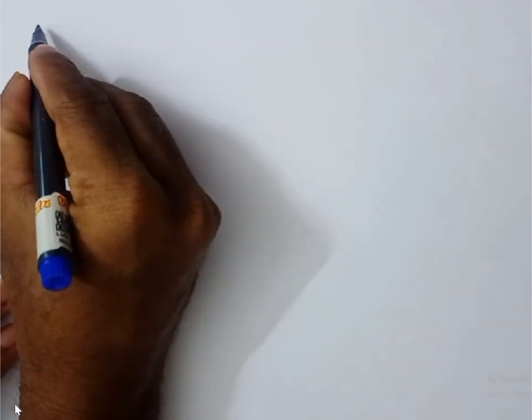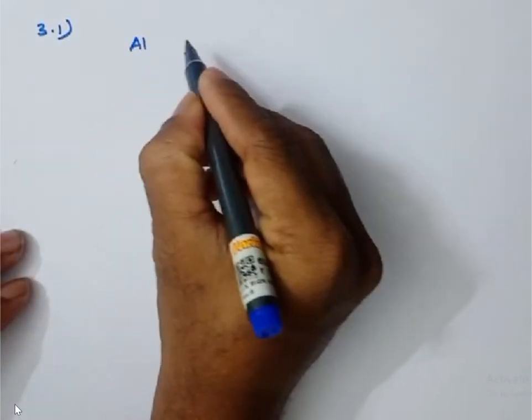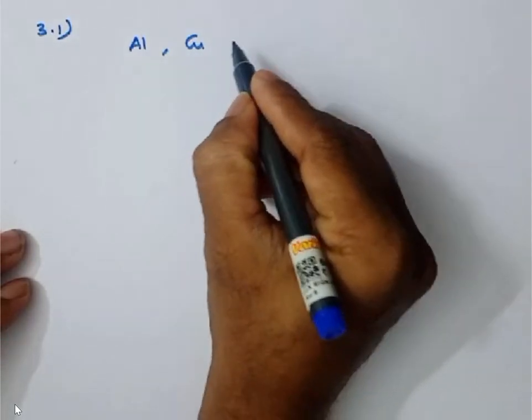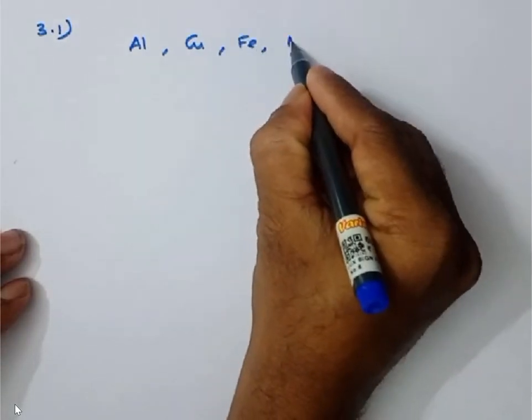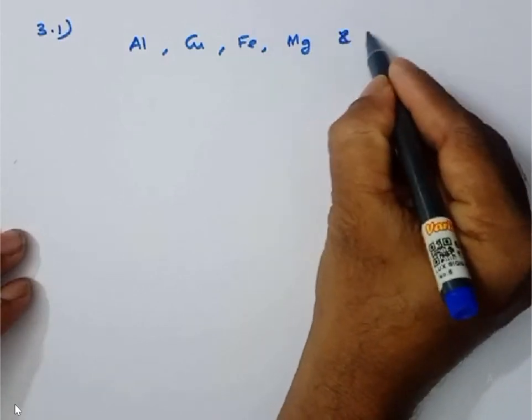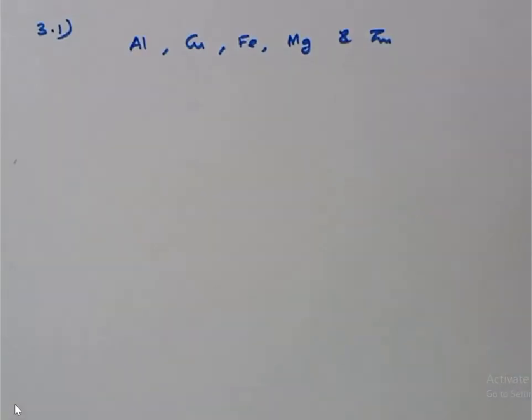Yeah, question number 3.1. The question given is: arrange the following metals in the order in which they displace each other from the solution of their salt. So aluminium, copper, iron, magnesium and zinc. These metals are given. Now we need to arrange these metals in the order in which they displace each other from the solution of their salt.